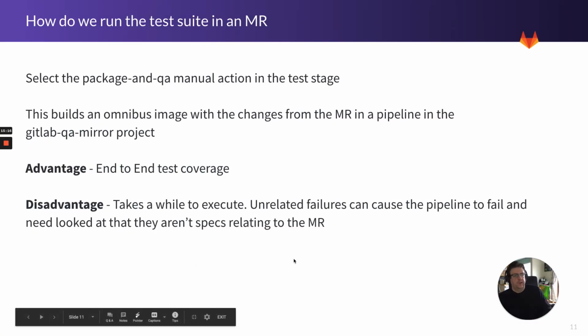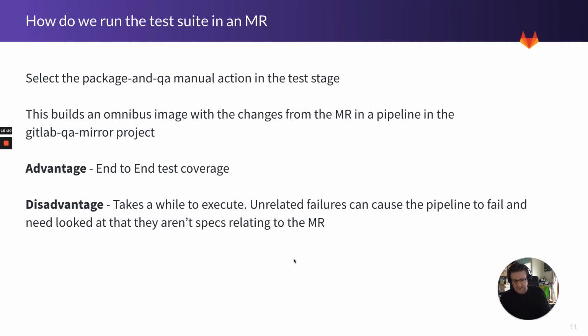So running against a merge request, unless changes are made to the QA directory, this requires selecting the package and QA manual action in the test stage of the pipeline. This goes to a bit of a package, builds up the omnibus image with the changes, and kicks off a pipeline for the GitLab QA mirror project. So it gives you the full test coverage.